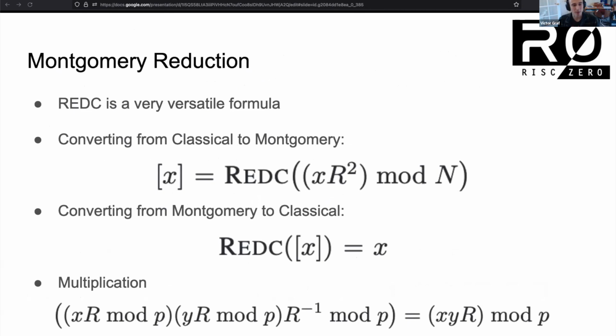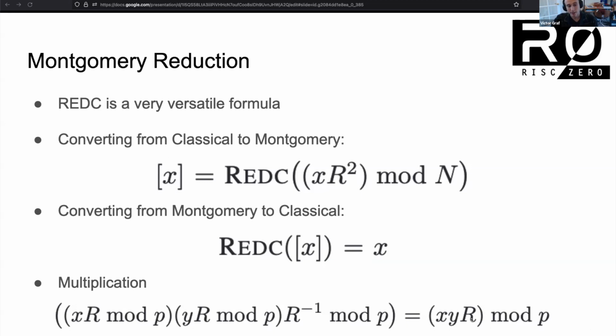So basically, this reduction formula can be used to define multiplication, as you can see at the bottom here. X times R mod P is the Montgomery representation of X. So this is X in square brackets, as noted in the line above, times YR mod P, where P is our modulus, to be clear, times R to the negative one mod P is XYR mod P, where XYR mod P is the Montgomery form notation for XY, because it has a single R mixed in as before.